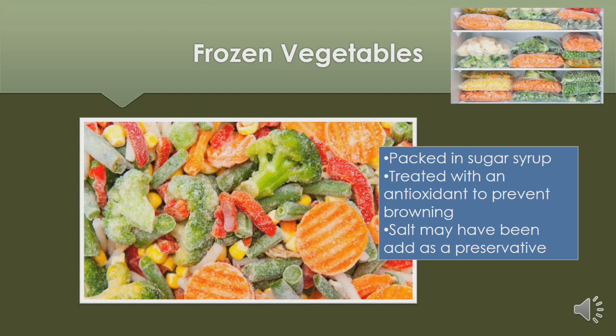So, how to make frozen vegetables, or maybe frozen food, or as you think, microwave food. For the traditional way, they may pack it in a vacuum package, and they will pack it in sugar syrup, or some of them may treat it with an extract to prevent browning, and salt will be the other thing to preserve the food.